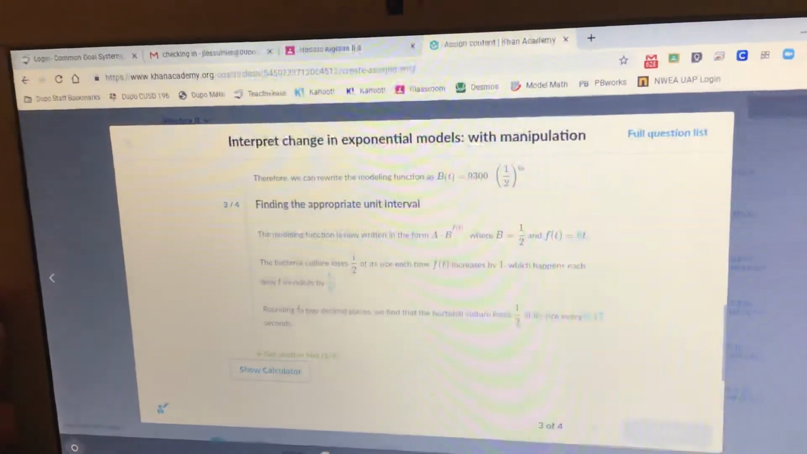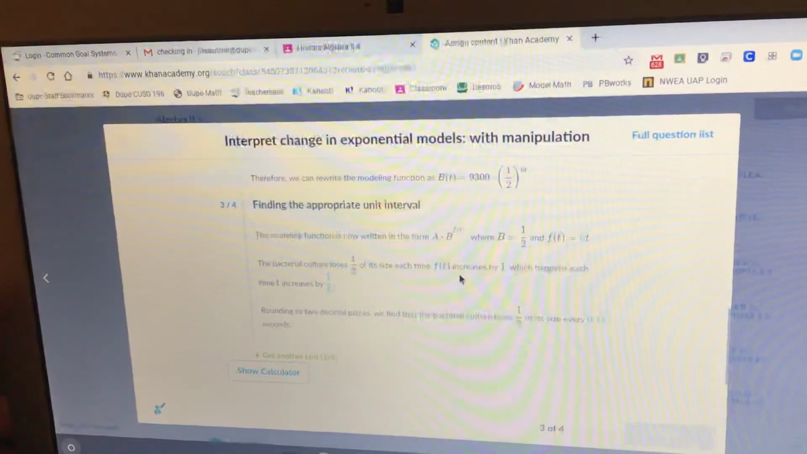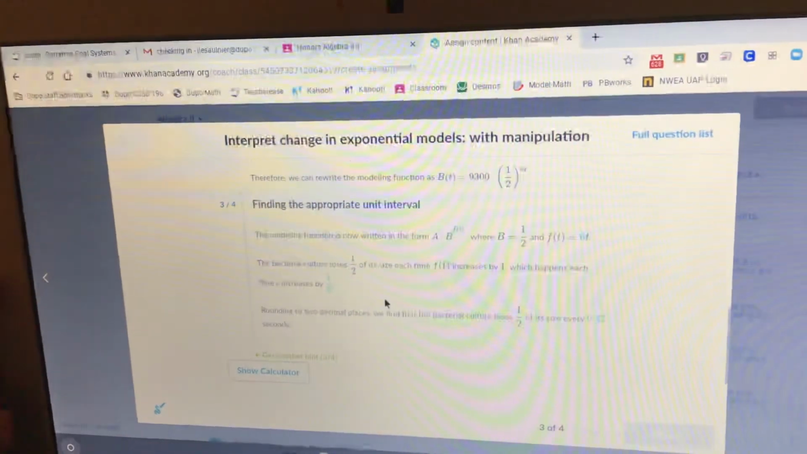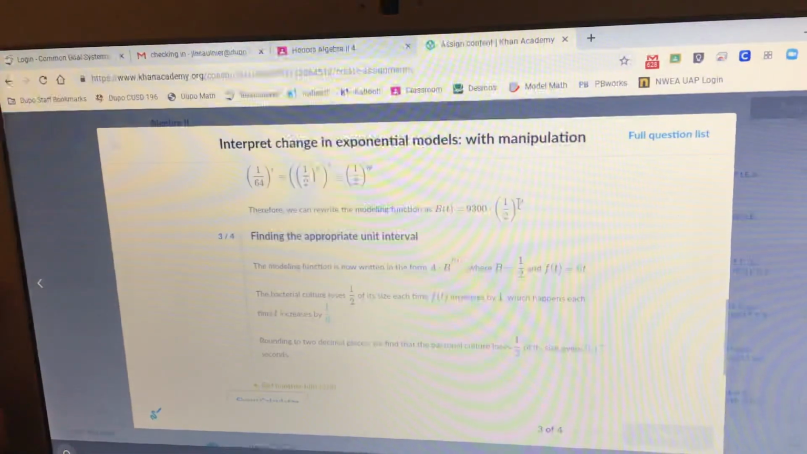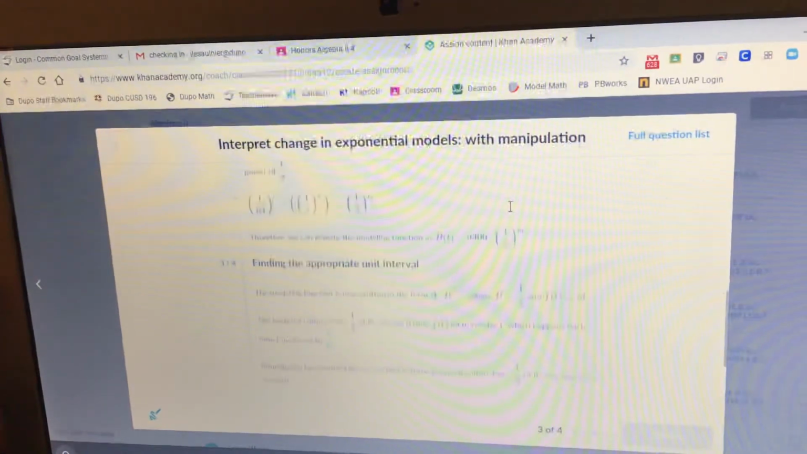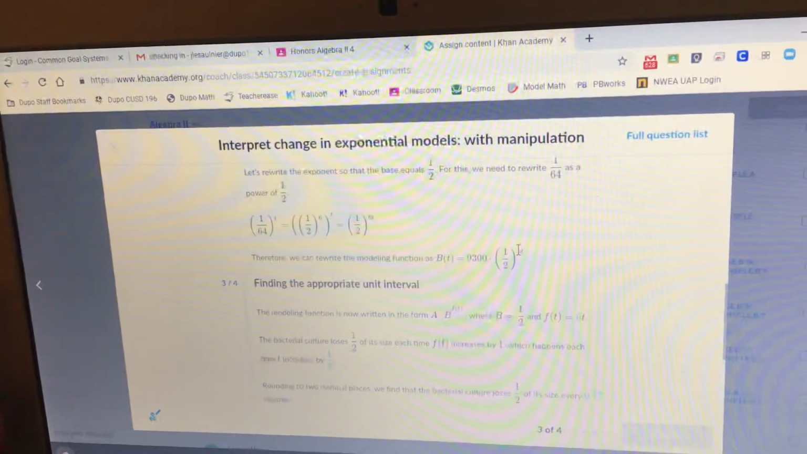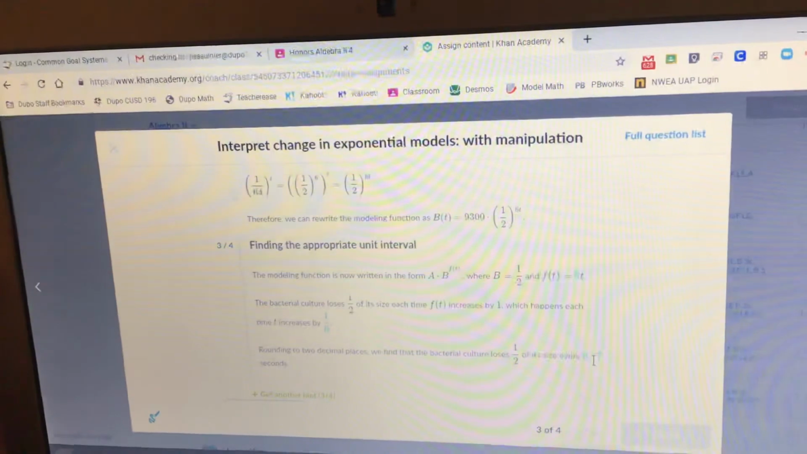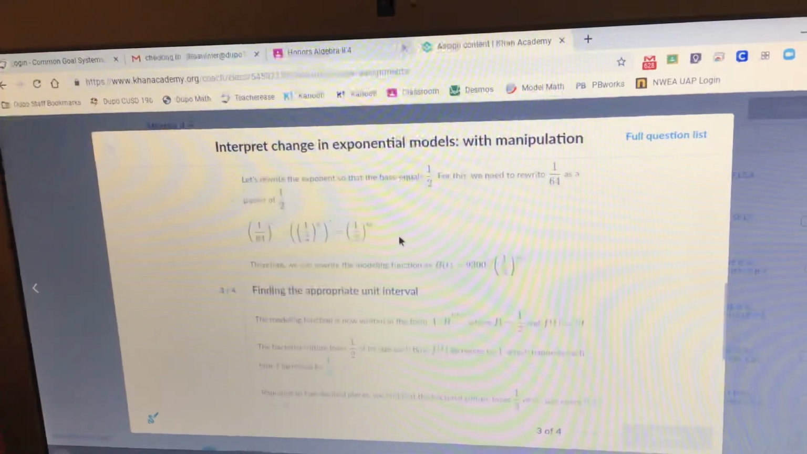Then see here, the bacterial culture loses 1/2 of its size, which happens each time t increases by 1/6. Basically it's going the opposite way now. I've got 1/2 to the 6t here, but the original one was 1 over 64 to just t. So I've got to look at how do I get rid of this 6? Well, I divide by 6. If I take 1 and divide by 6, or 1/6, that will give me my 0.17 here. That's going to tell me how fast it takes to do a half instead of 1/64th.